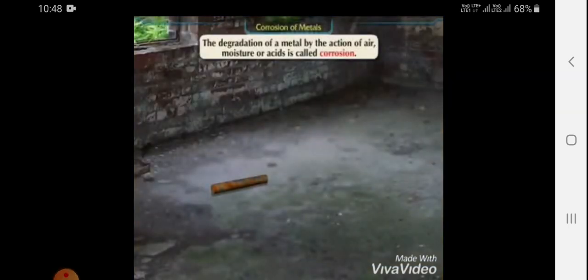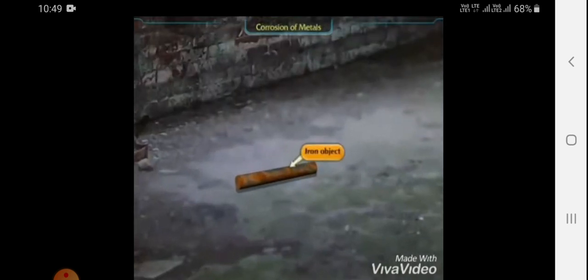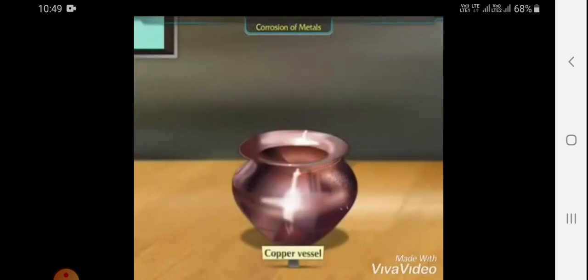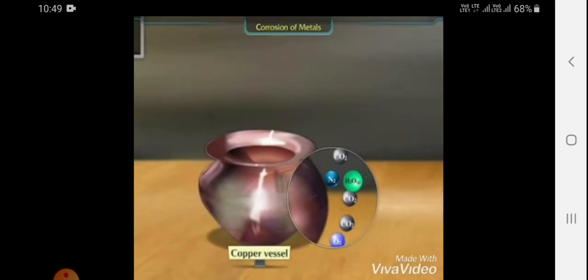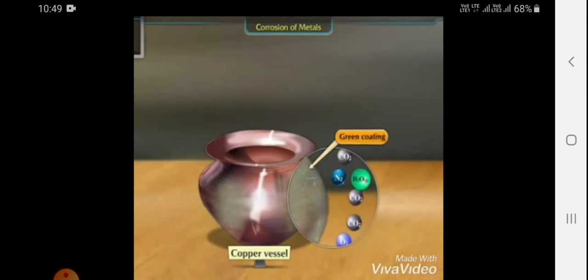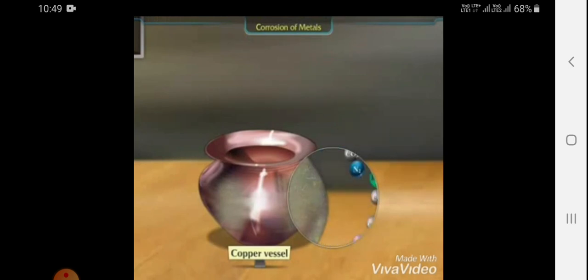As I told you in the definition, the degradation of a metal by the action of air, moisture or acids is called corrosion. Iron gets corroded by the action of water, carbon dioxide or acids, and its color changes to red brown. Even copper vessels change color by the action of carbon dioxide, nitrogen and sulfur gases, carbonates and bicarbonates. So a green coating occurs due to the oxide layer. It becomes copper carbonate and copper hydroxide, which we call basic copper carbonate, basic in nature.